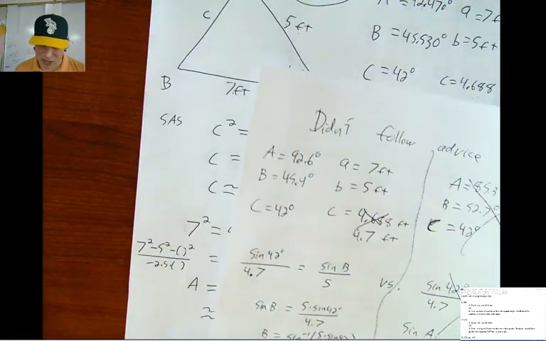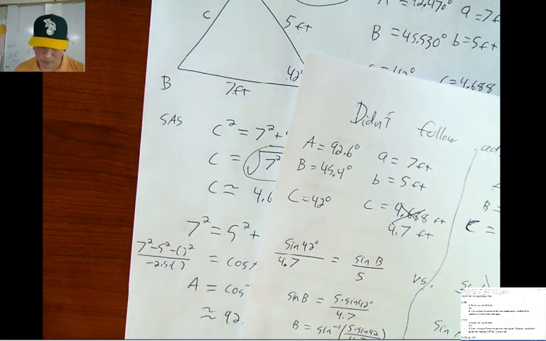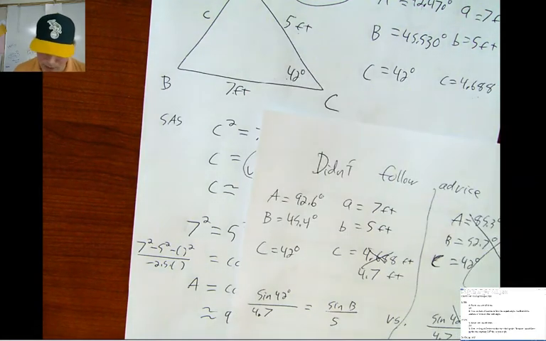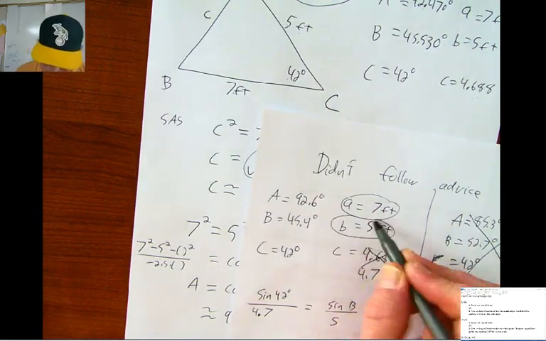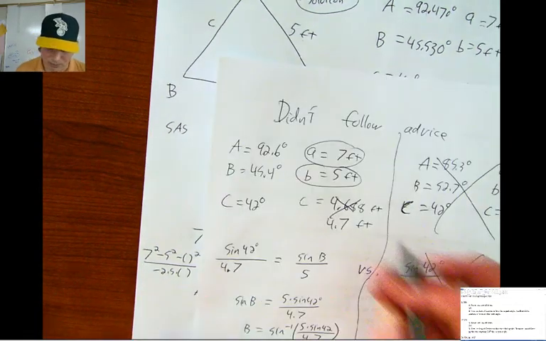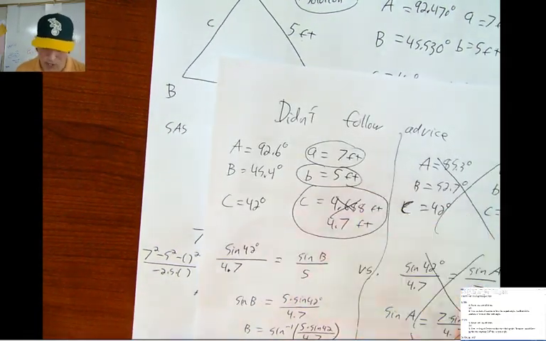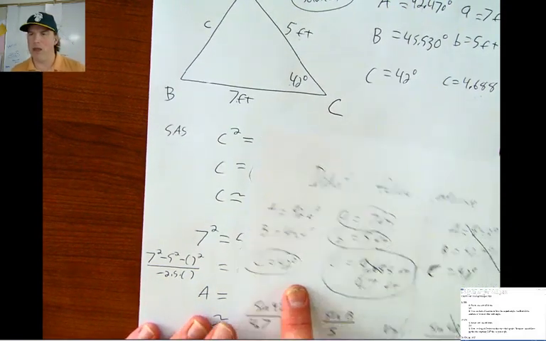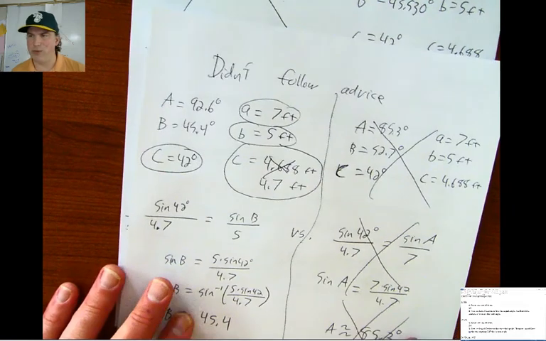So at this stage of the problem, what do I know? I know that this is 7 feet. I know this is 5 feet. I know from part A, I'm going to use 4.7 as an approximation. I know that, and I know that this angle is 42. So I did this two different ways.